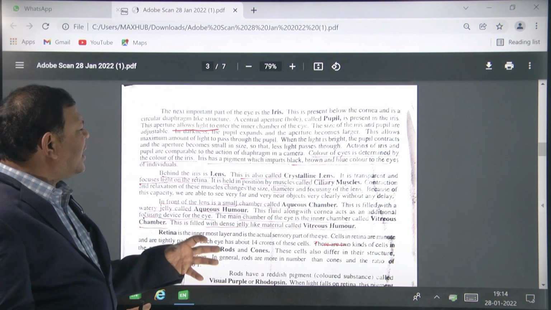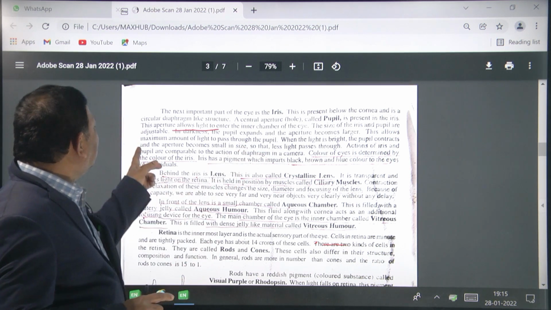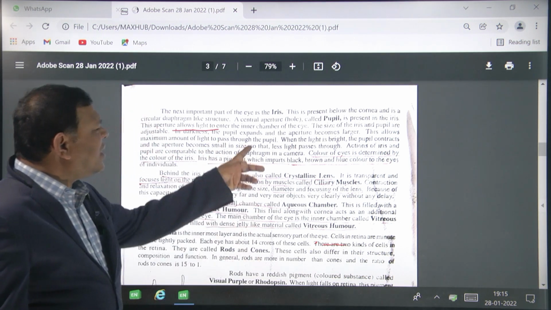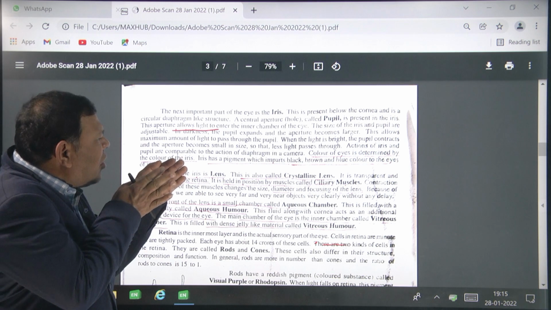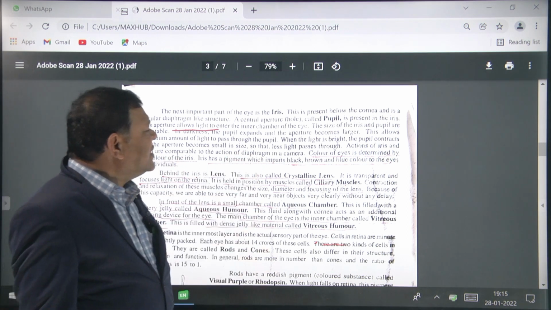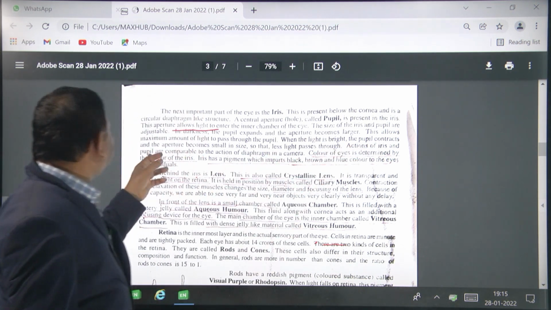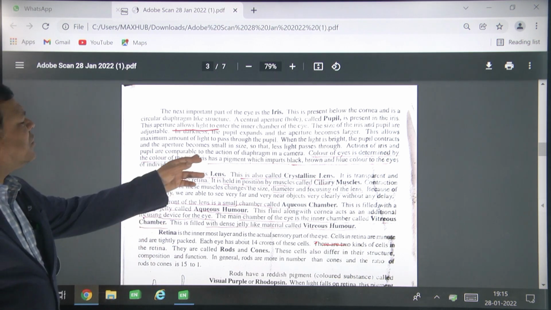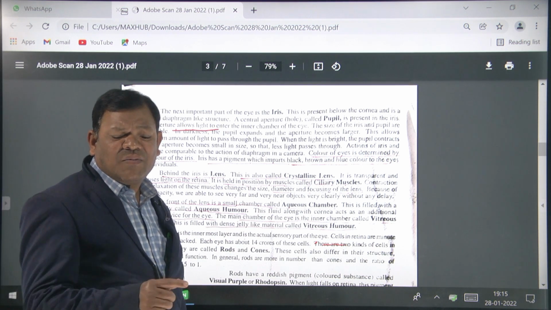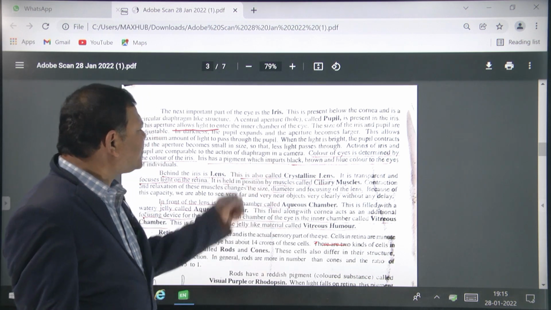In the darkness, the pupil expands and the aperture becomes larger. That allows the maximum amount of light to pass through the pupil. When the light is bright, the pupil contracts and the aperture becomes small in size, so that less light passes through it. Actions of the iris and pupil are comparable to the actions of the diaphragm in the camera. In the camera, what the diaphragm is doing, the iris and pupil also do like that only.